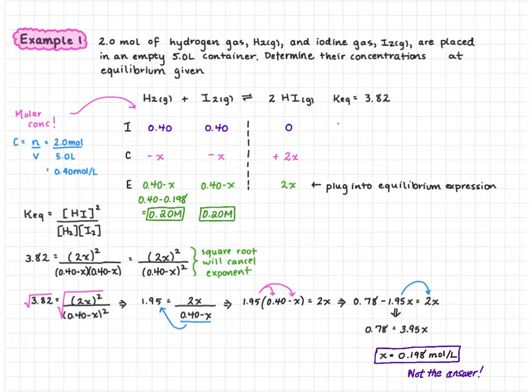And so you can summarize the answer here by saying that the equilibrium concentration of hydrogen and iodine is 0.20 moles per liter. And that would be the answer fully to that question.